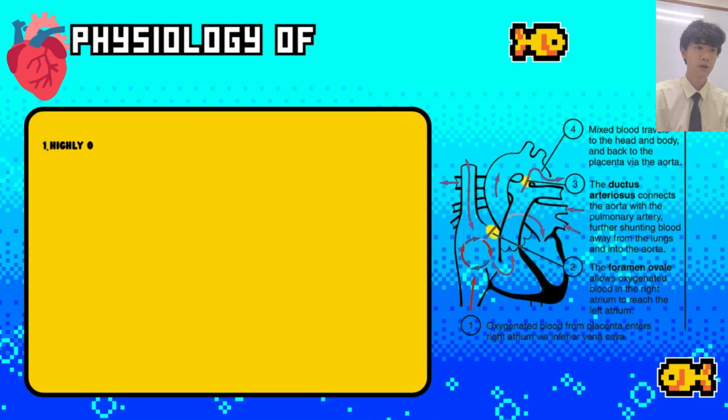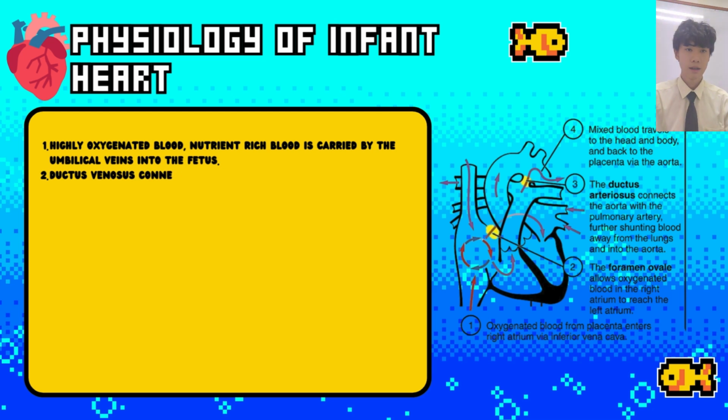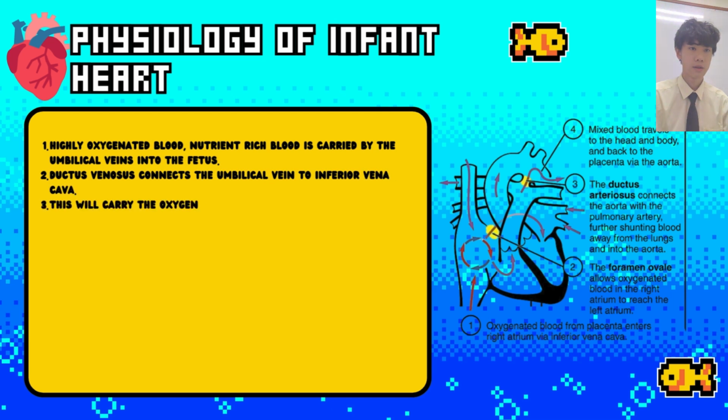So quickly move on to the physiology of the infant heart. As you can see in the pictures, the foramen ovale allows the oxygenated blood in the right atrium to move to the left atrium. And the ductus arteriosus, which connects the aorta and pulmonary artery, allows further shunting of blood away from the lungs, to the aorta.